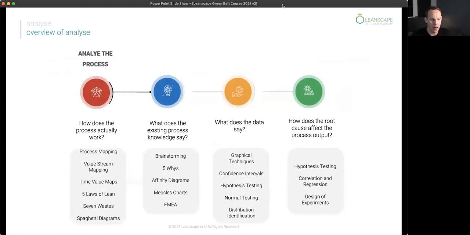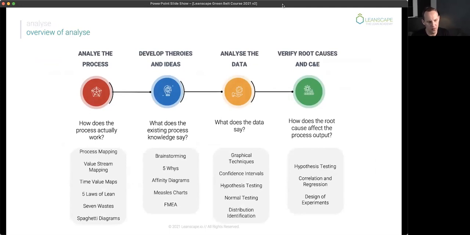When we look at Analyse, we've kind of got two stages of Analyse. We've got what we call the data door, which is at the one side, and we've got the process door, which is these first two steps. So when we talk about the process door, we can analyze the process and we can develop theories and ideas. And this is around the team, the knowledge, the expertise that really exists from analyzing the processes. So how does the process actually work? We've got the process mapping, value stream mapping. We've got the laws of lean, spaghetti diagrams, 7 waste, or TIM WOODS if you use 8. All these things we can use to actually analyze the process to find out what's going wrong.